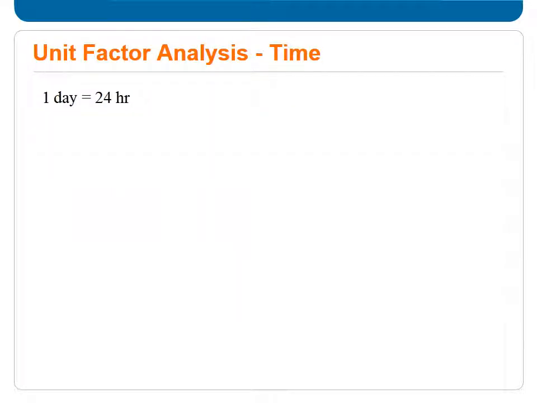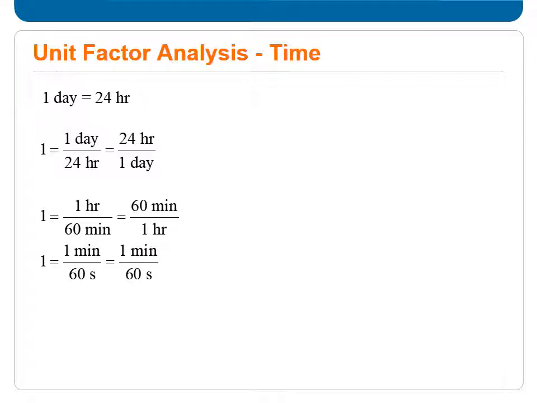Let's start with unit factor analysis of time. We know that 1 day is 24 hours. We can form from this 2 unit factors. 1 day divided by 24 hours is 1, and 24 hours divided by 1 is 1 day. Likewise, 1 hour divided by 60 minutes is a unit factor, as is 1 minute divided by 60 seconds.